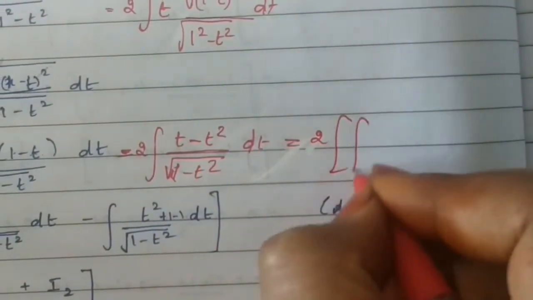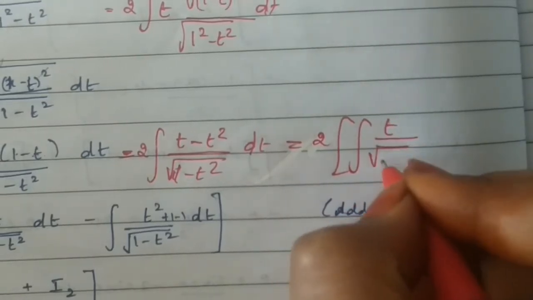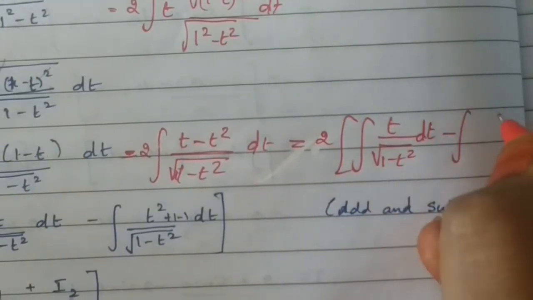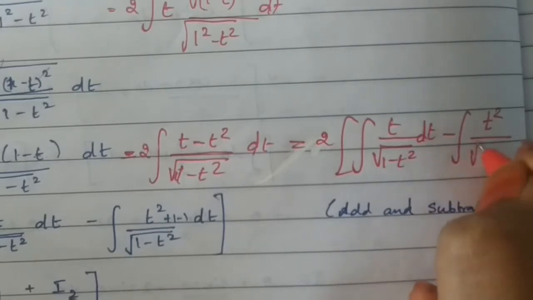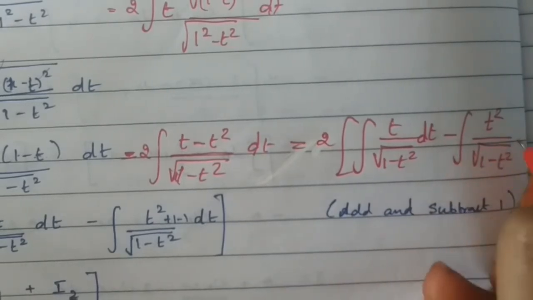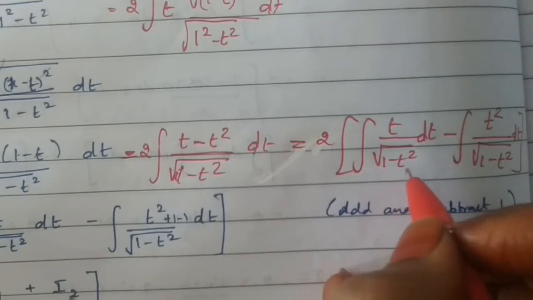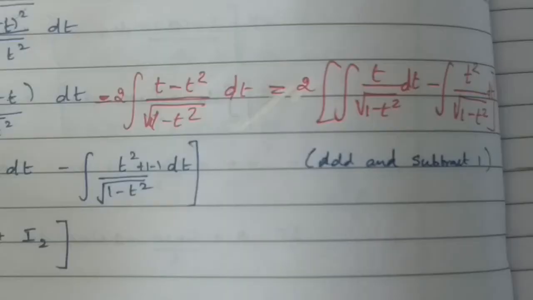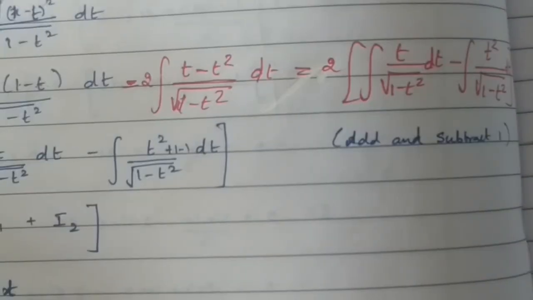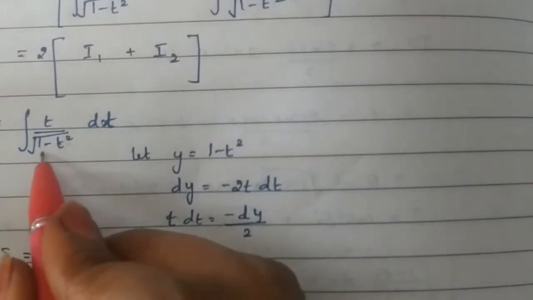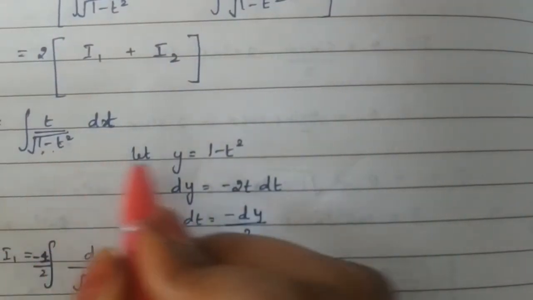2 times the integral of t divided by root of 1 minus t squared dt, minus the integral of t squared divided by root of 1 minus t squared dt. Now the numerator is t, the denominator is t squared. So what you can do is apply the substitution method for the first integral. Therefore we assume 1 minus t squared to be y.